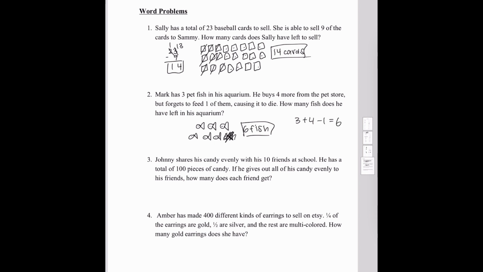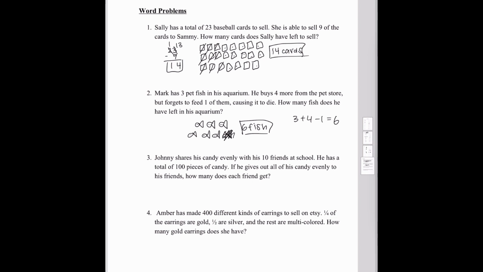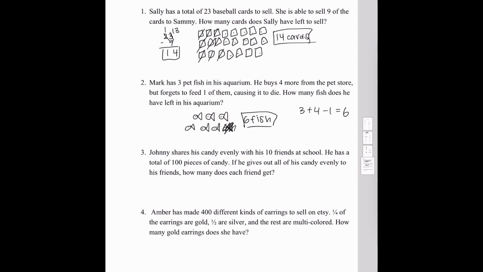Johnny shares his candy evenly with his 10 friends at school. He has a total of 100 pieces of candy. If he gives out all of his candy evenly to his friends, how many does each friend get? So this is a division problem because it's being spread out evenly. So he has 10 friends at school and he has a total of 100 pieces of candy. So you would do 100 divided by 10.